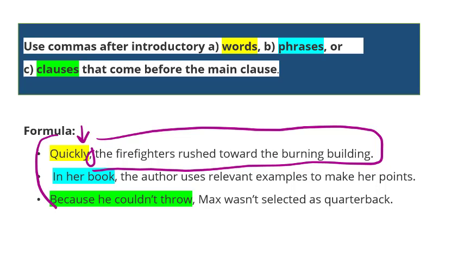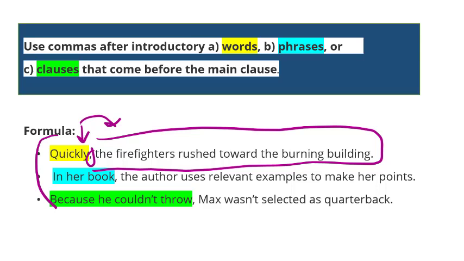So in this example, we are telling how the firefighters rushed toward the burning building. And here we have the word quickly. Now, it's not always necessary to use these introductory elements, but when we do, we want to make sure that the comma is in the right place for formula purposes.